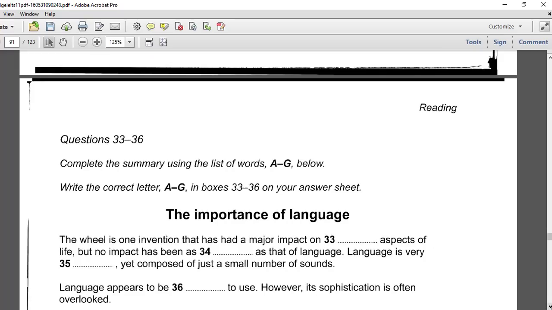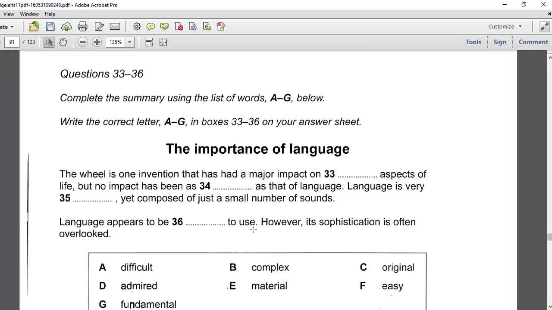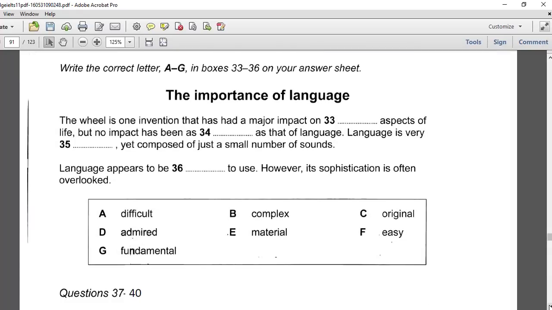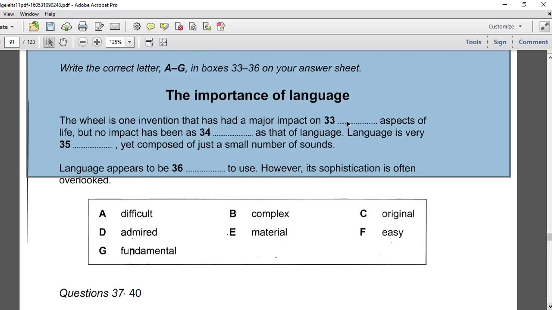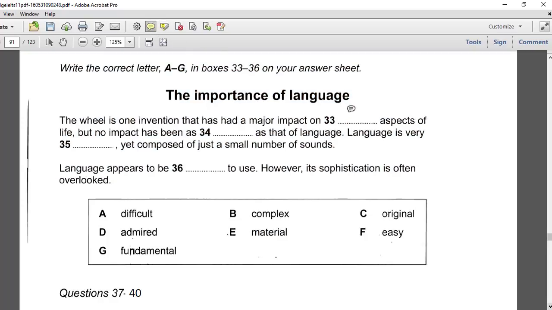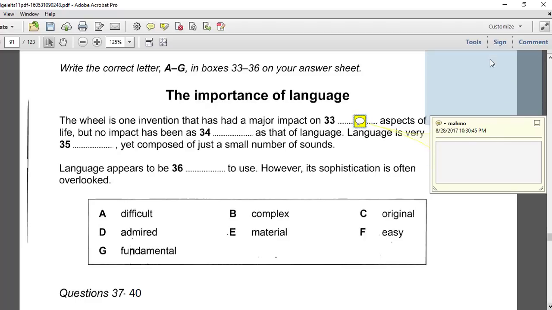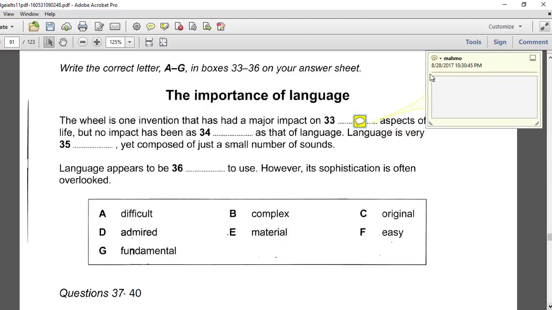Major impact on. It says here, again, we will not complete with one word or two words. On difficult, on admired, on fundamental aspects of life, maybe complex aspects of life, material. Yes, material aspects of life. So the answer for number 33, again I have to remind you, if you write the word material here, you lose the mark. You have to write E, only E.